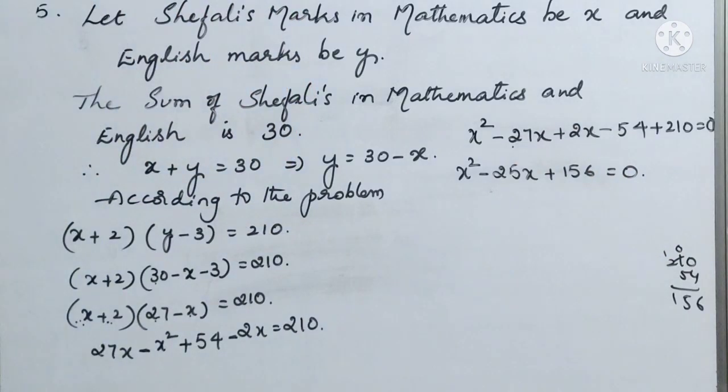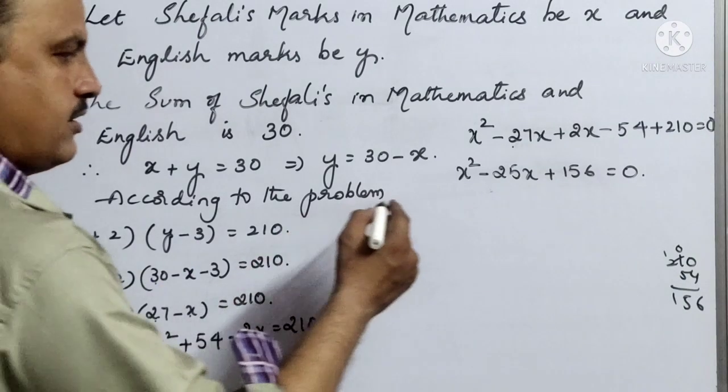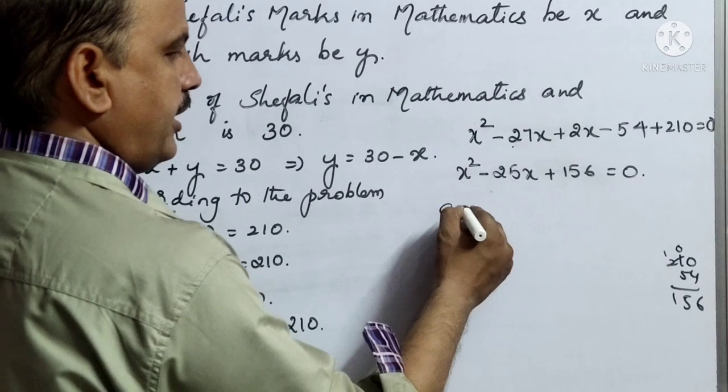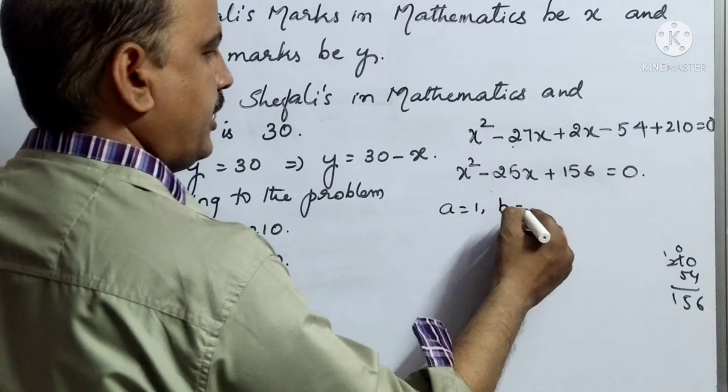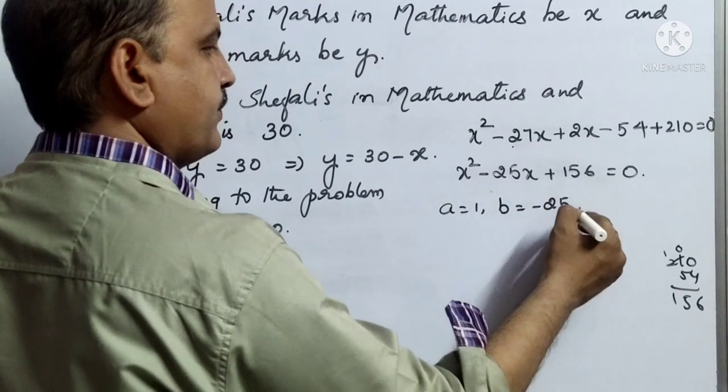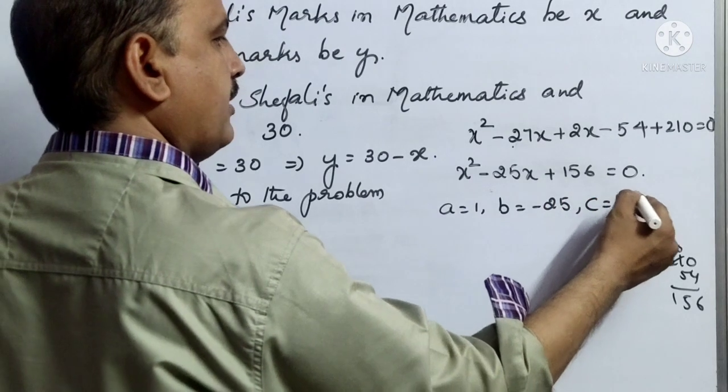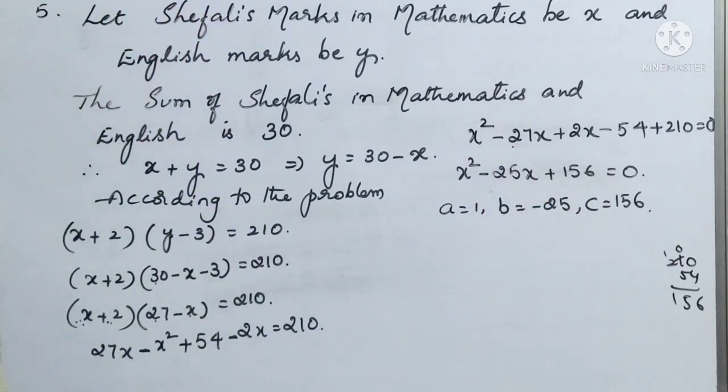So what is that? That is the equation, you got it. What is the equation? x square minus 25x plus 156 equals 0. Now what to do? You have to find the value of x here. As I told you, first write a equals 1, b equals minus 25, c equals 156.